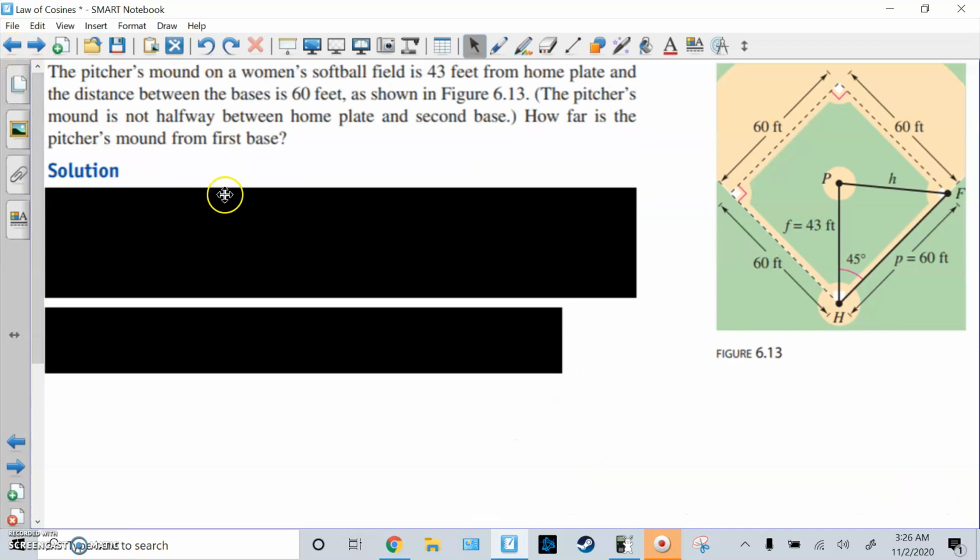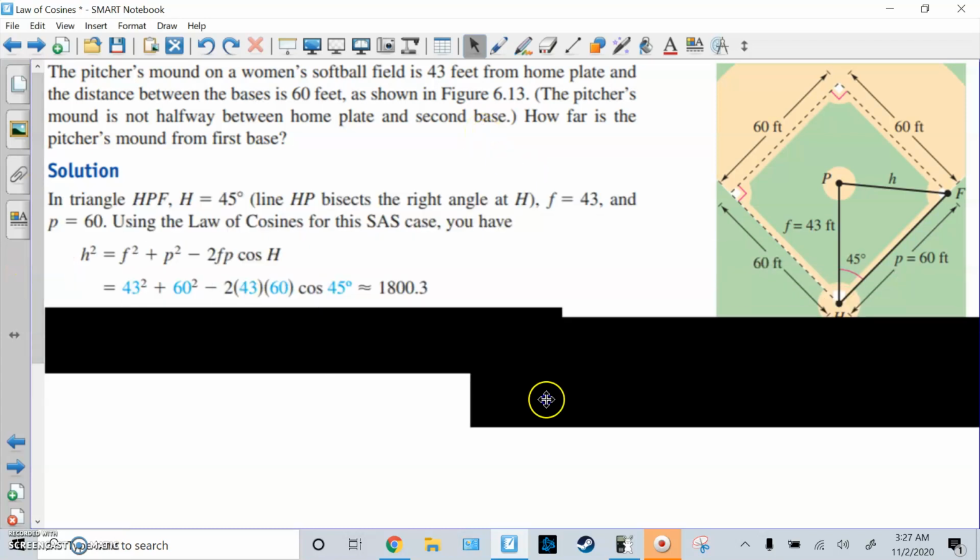Alright, here's a word problem. The pitcher's mound is 43 feet from home plate, and each base is 60 feet. The pitcher's mound is not halfway between home plate and second base. How far is it? So we are going to do the law of cosines.